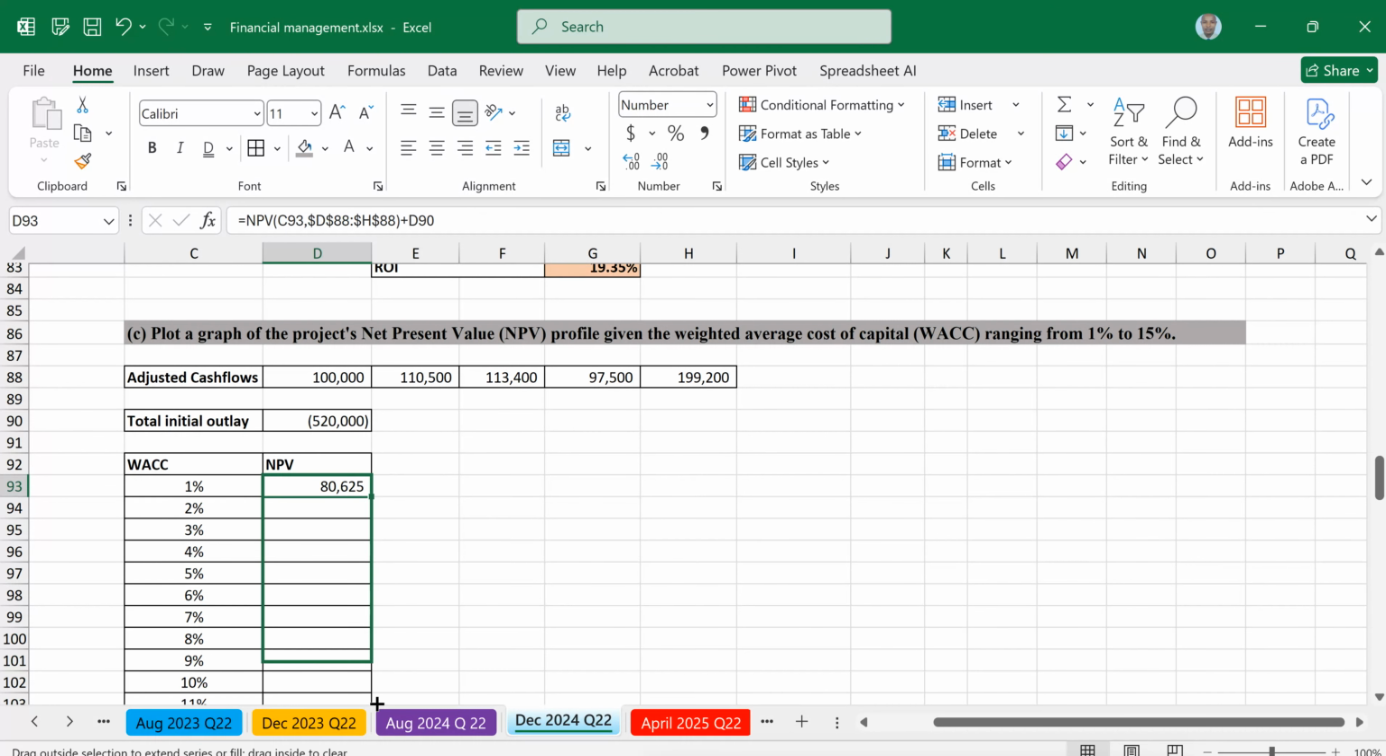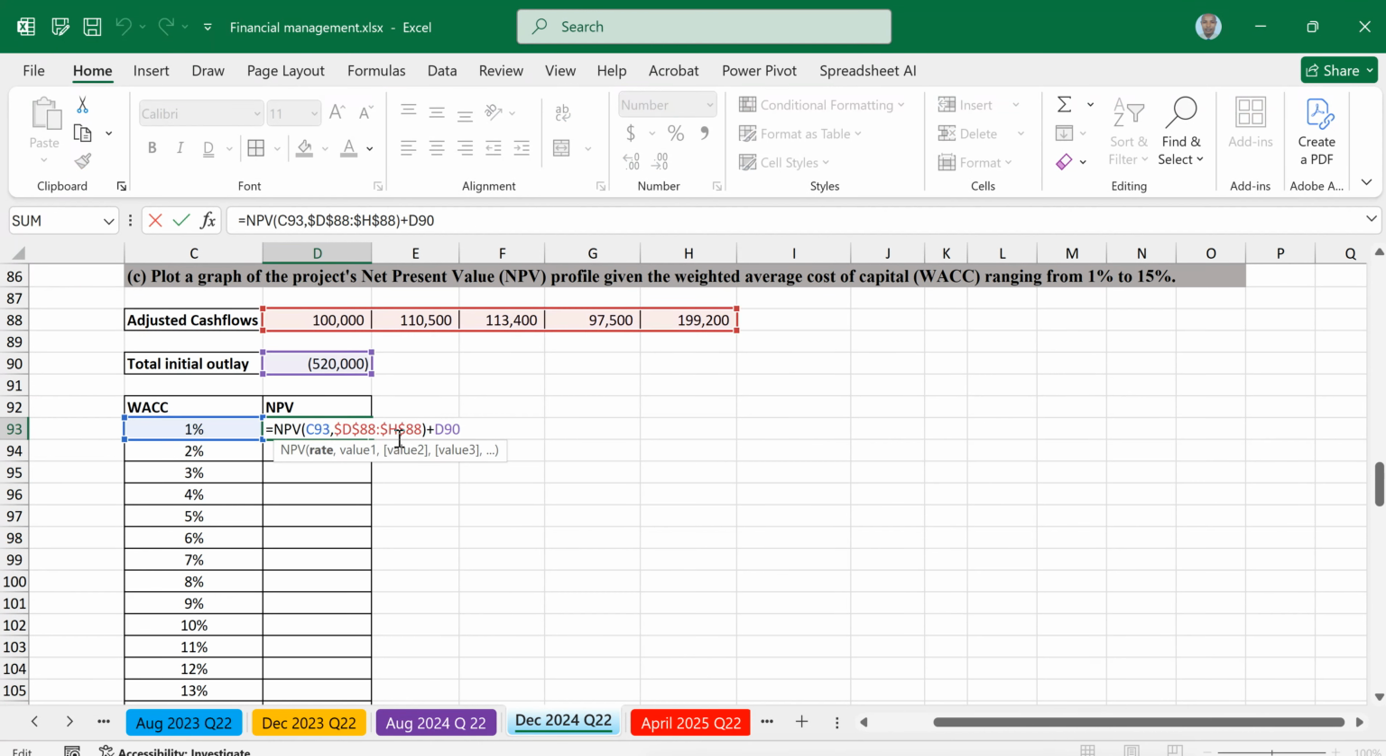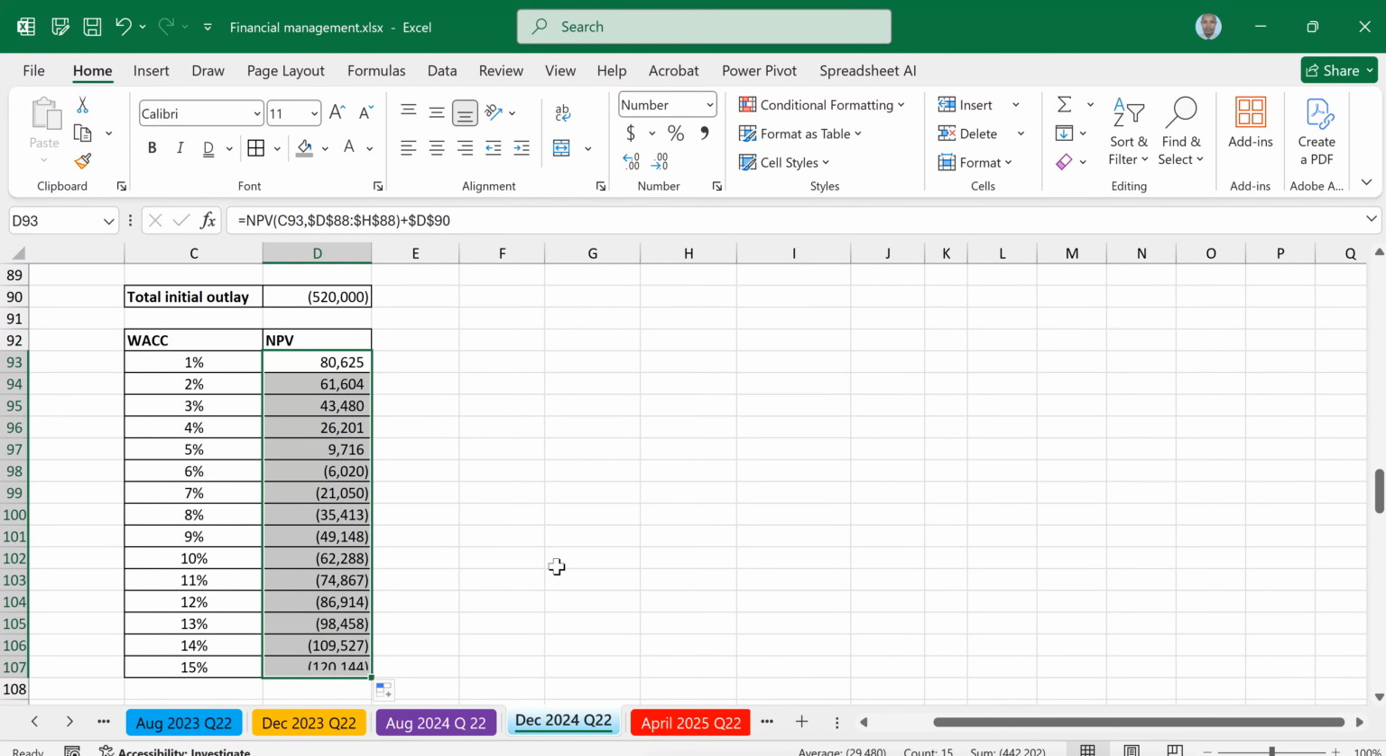I'm supposed to lock the other one as well, so double click. Also lock the outflow. It's not supposed to change. The outflow should not change. So lock the outflow, enter, drag down. That becomes our NPV.